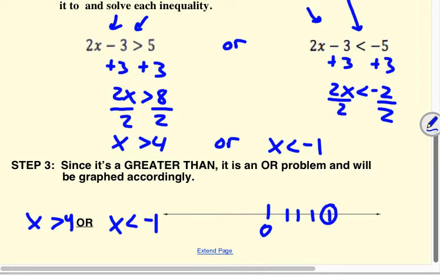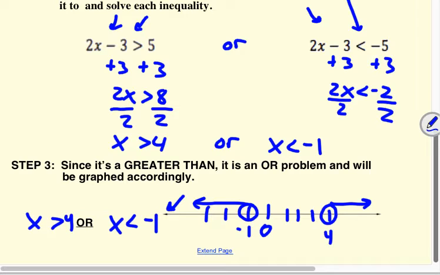It's greater than. It's not greater than or equal to. It's just greater than. So I'm going to leave it as an open circle. I'll put a 4 down here. It's greater than 4. Or negative 1 is right here. It's less than negative 1. Not less than or equal to, so I'm just going to leave it as an open circle. And we go in this direction.